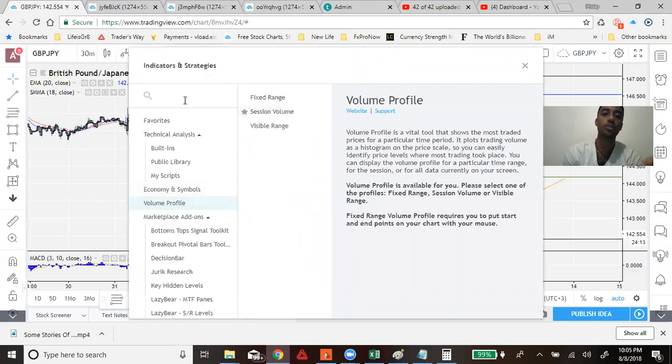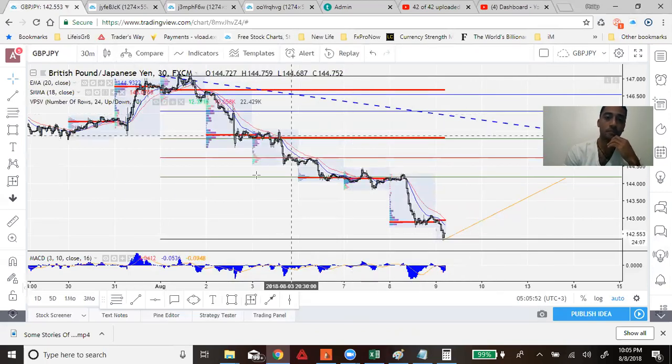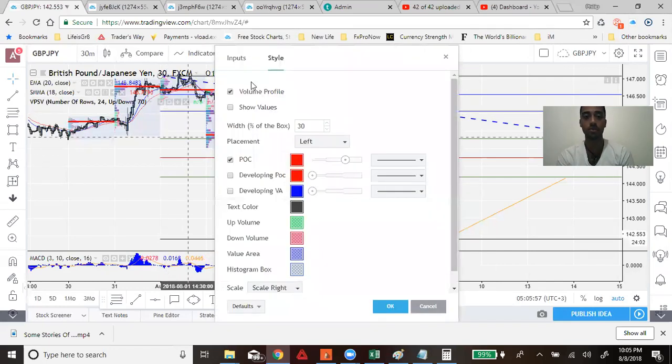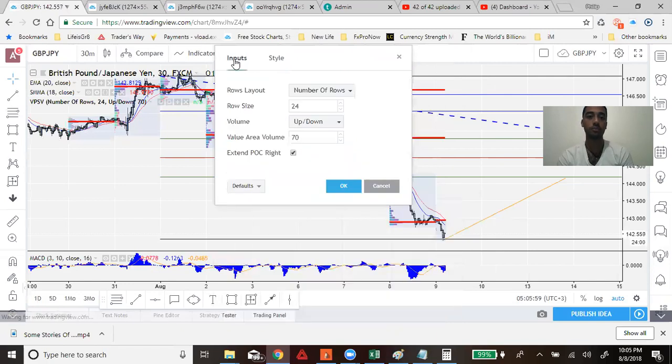So what you're going to do is go to indicators, go to volume profile, and then from there session volume, right? And it's going to pop up here. Now this is really, really cool, what market profile does, and then I'm going to show you the inputs. Input 24, number of rows 24, up down 70, check.